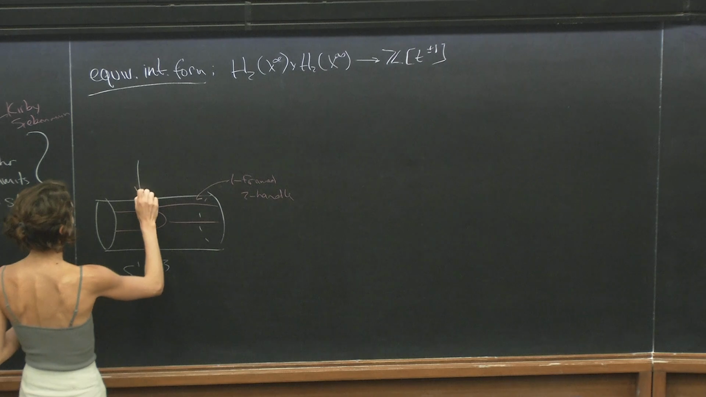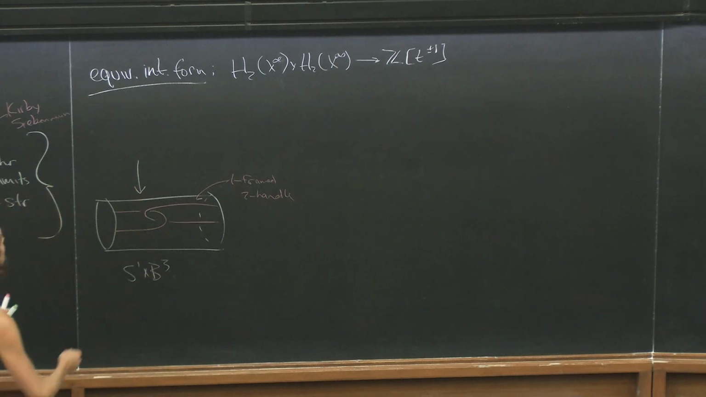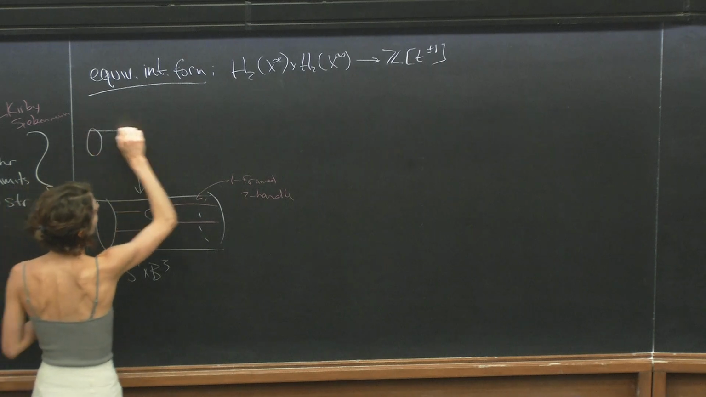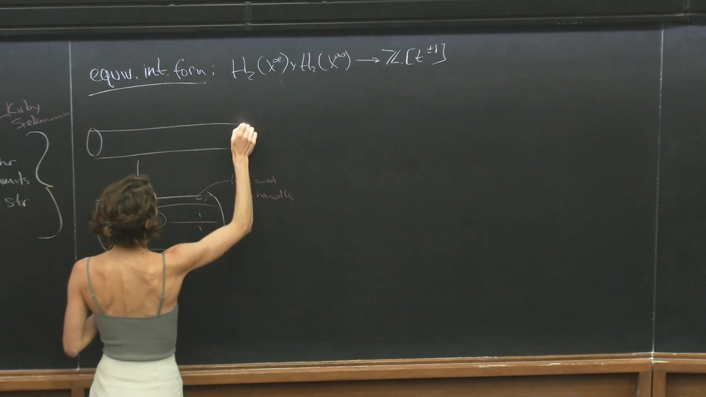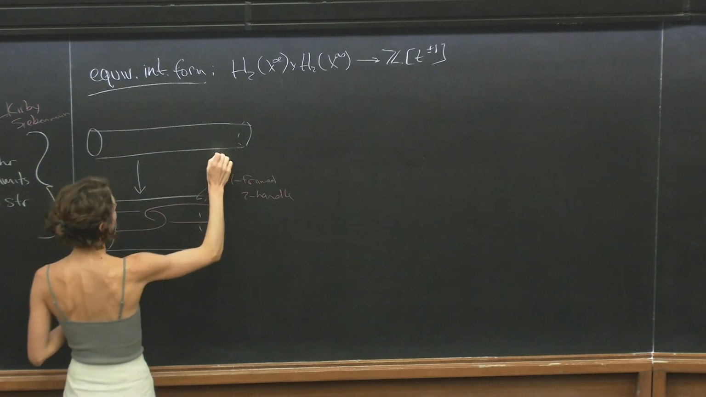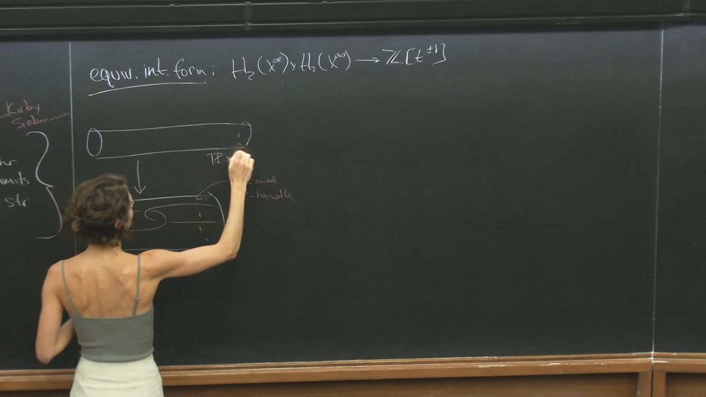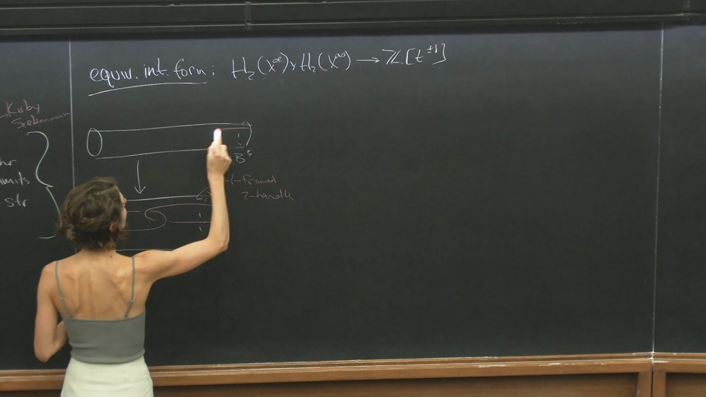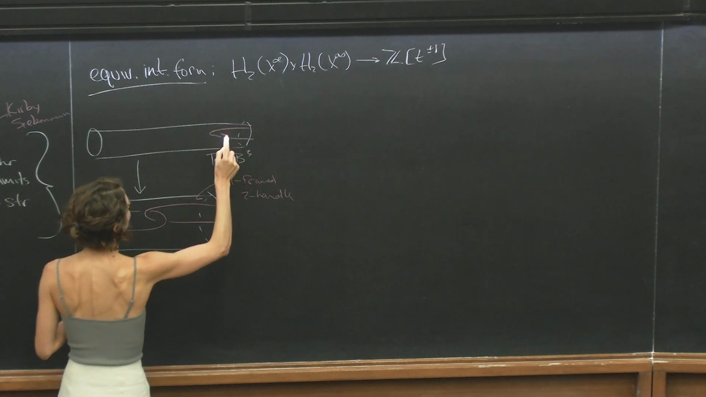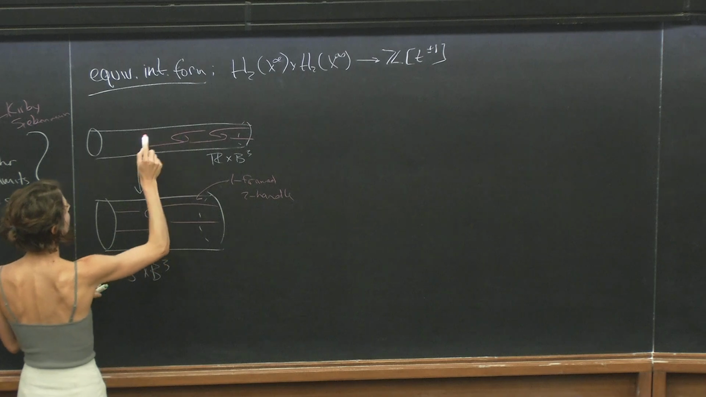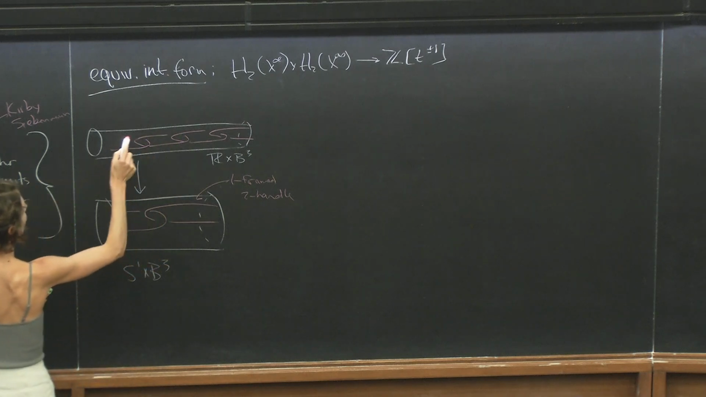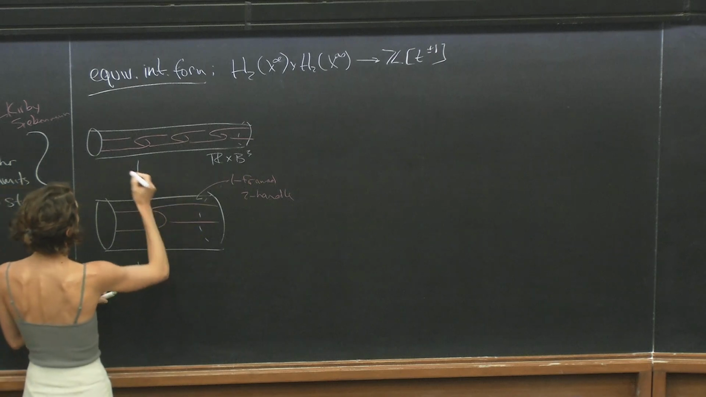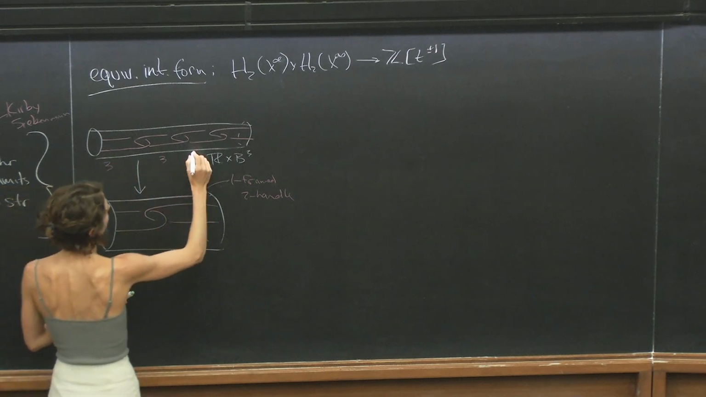And to compute its equivariant intersection form, we'll need to look at the cover. That's also very easy to understand. We see R times B3, and it now has a whole bunch of 2-handles stuck to it. They happen to become 3-framed, but you shouldn't worry about that.